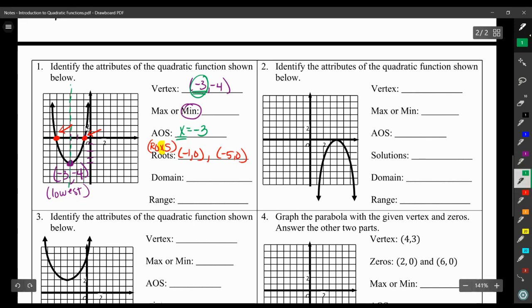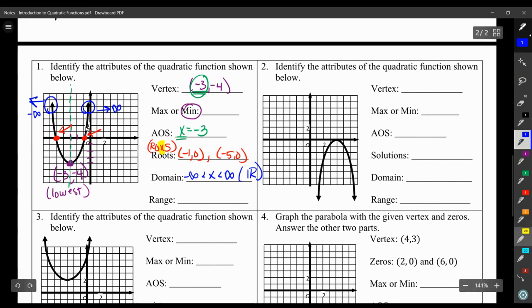Now let's look at domain. So domain is the furthest left my graph will go. These arrows don't just stop. This arrow still moves left towards negative infinity. This arrow moves right towards positive infinity. So my domain is negative infinity less than x less than infinity. Or you can simply write the double-barred R for all real numbers.